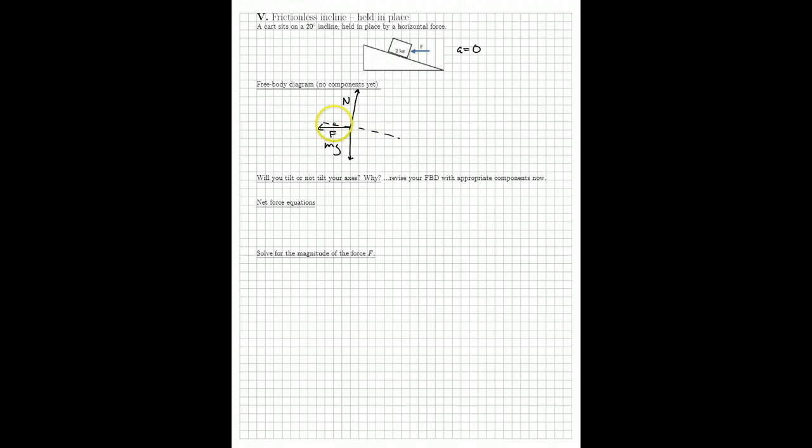Alright, so our acceleration is 0, so it doesn't matter in particular which way we tilt our axes, but I'm going to not tilt my axes because it's going to let me do less work here. If I tilted them, I'd have to break up F and mg into components, but if I don't, all I have to break up is N. So it's just going to make my life a little easier.